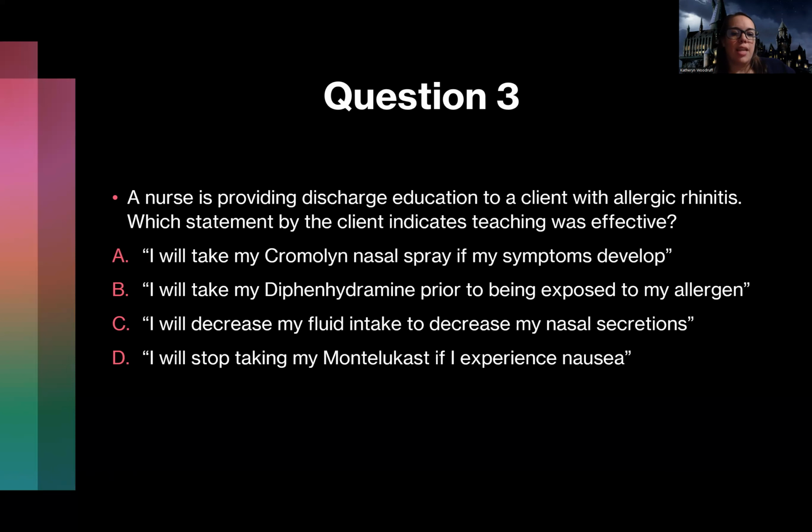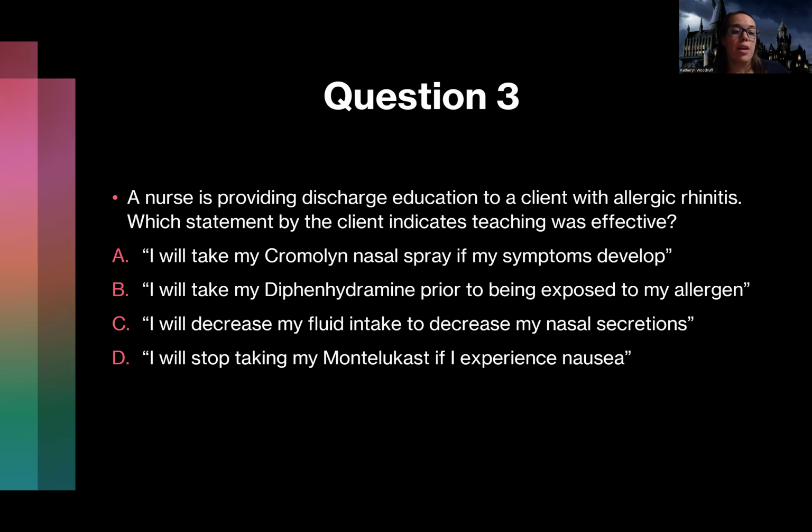But really, this is testing my ability to know what to do for allergic rhinitis and know how these meds are supposed to help. And a lot of medications for allergic rhinitis are going to be, are they here to prevent, or are they here to treat? And that's a lot of what this question's asking. And I only know that because I wrote it. But let's go ahead and go through this. So discharge education, allergic rhinitis.